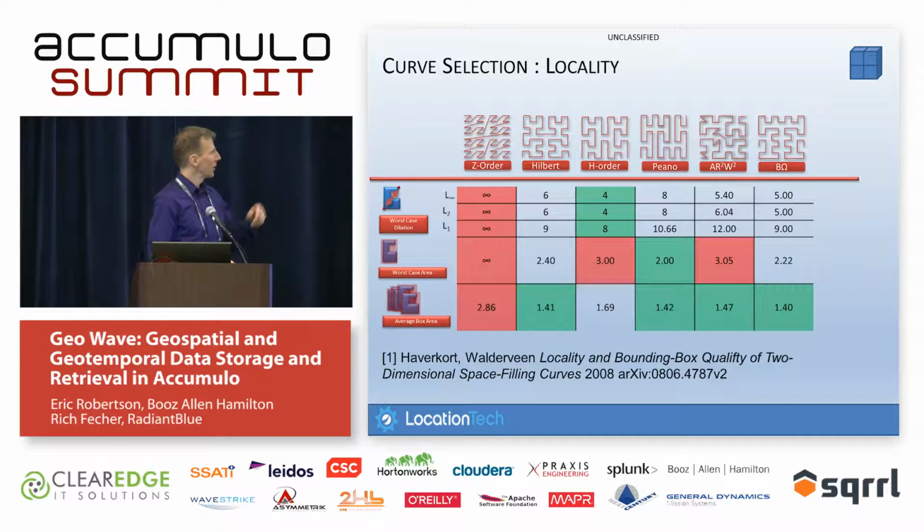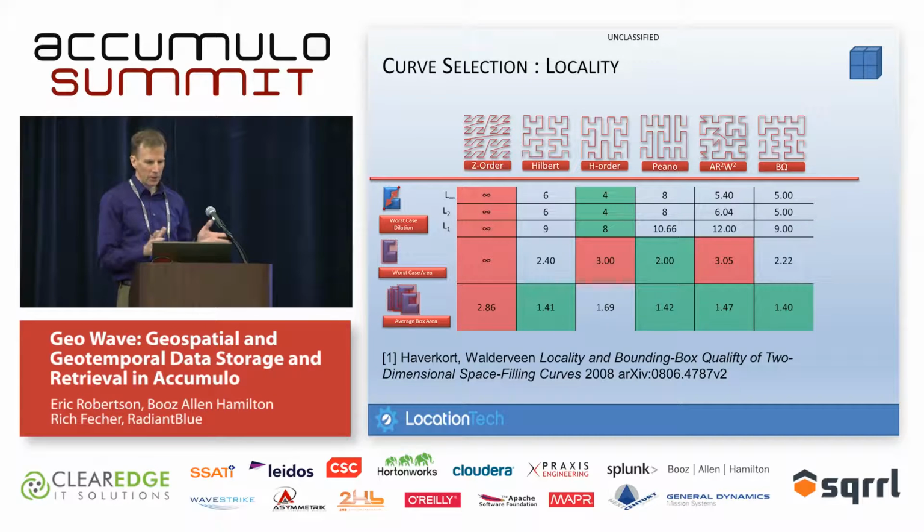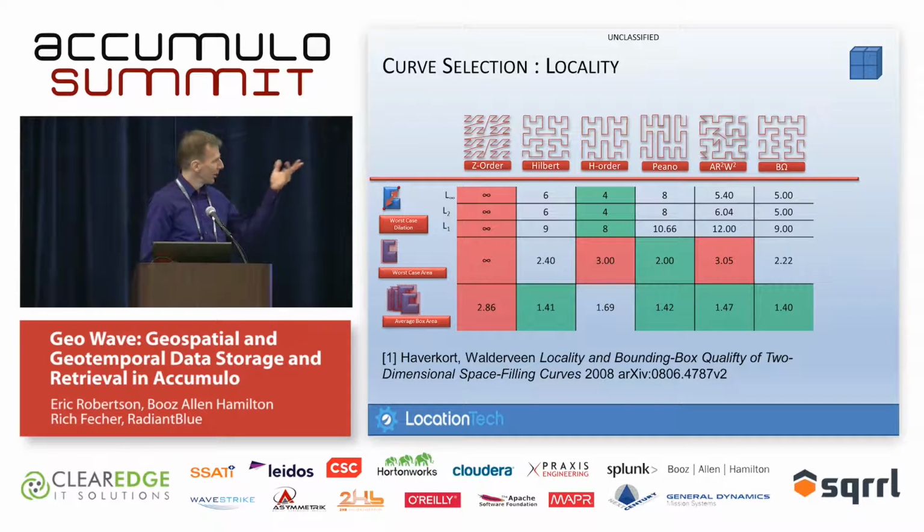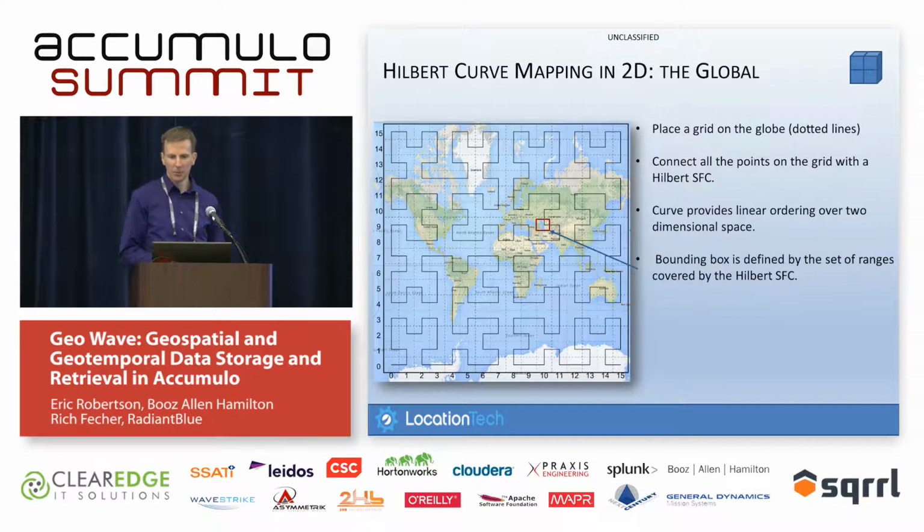I'm not going to go through all of these numbers. This is a paper we reference here that shows these metrics, and I just want to call out that Hilbert does really well. There are some other curves that do really well too, but if you haven't figured it out, we use Hilbert. Part of the motivation is that it does really well using these metrics, but the other reason is that code is readily available and it's fairly well understood. We found a nice open source library developed by a person at Google, so that seemed like the natural fit.